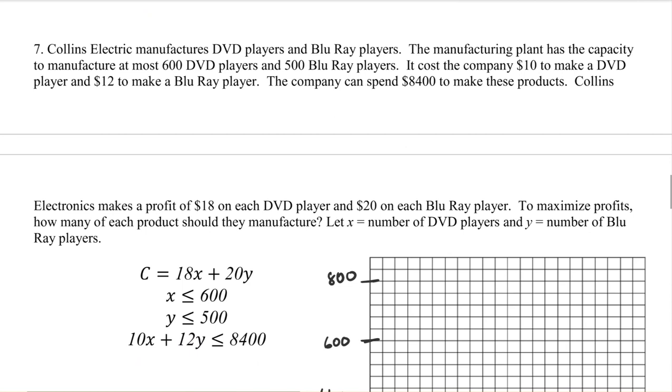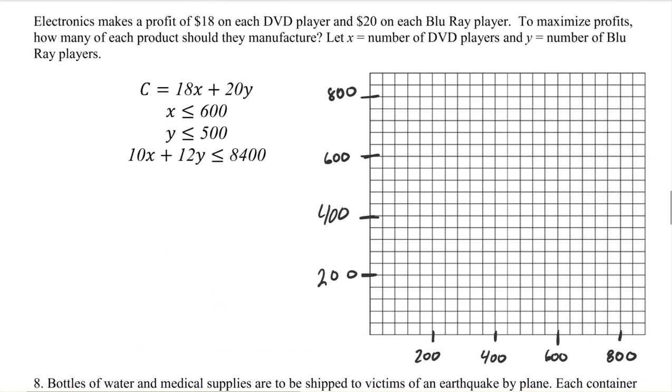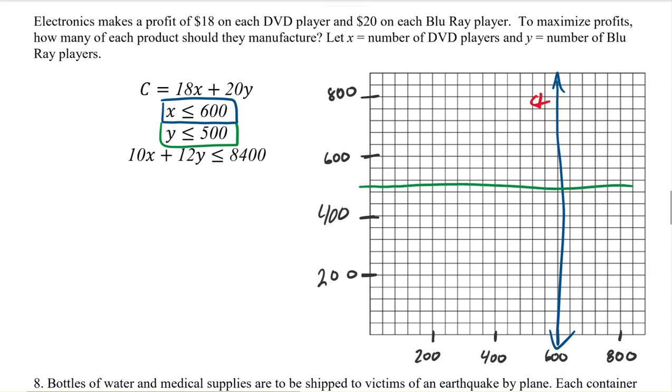Our next problem, we've got a constraint here, x is less than or equal to 600, that would be a vertical line at 600. Oh, sorry, and I should shade less than, I'd want to shade the left. Our next one, y less than or equal to 500, well, that'll be right in between here. And we're less than or equal to, so I'd shade the bottom.